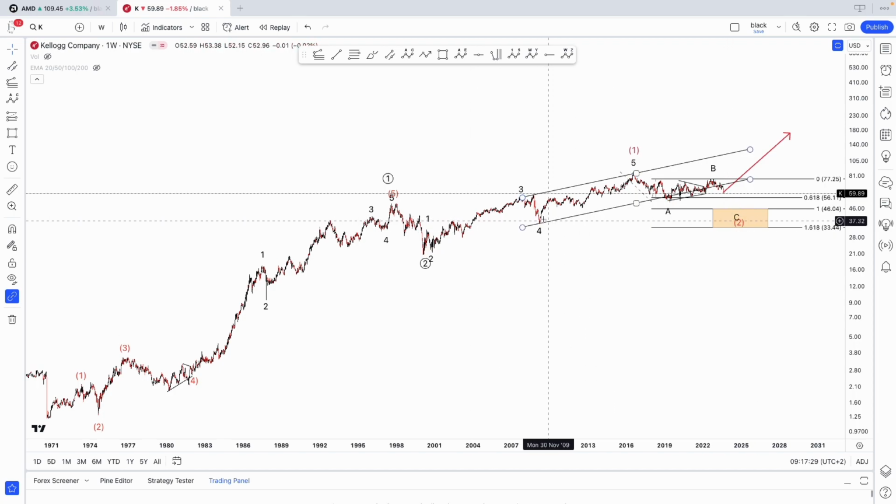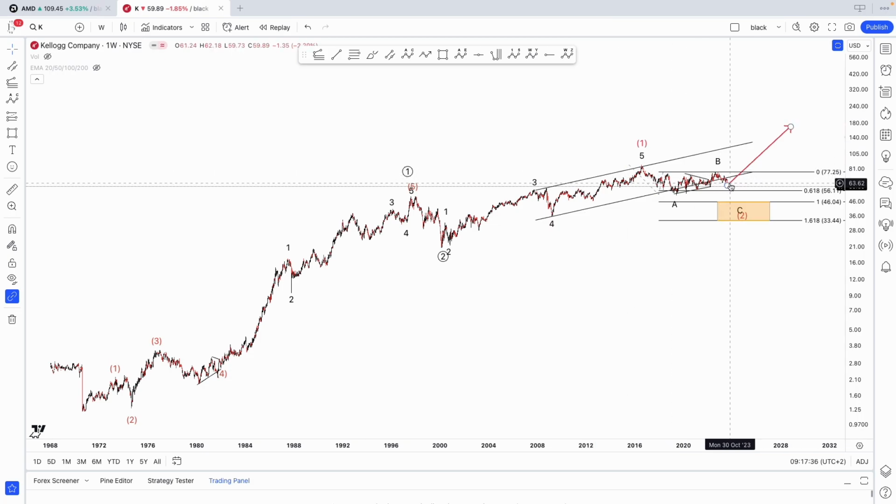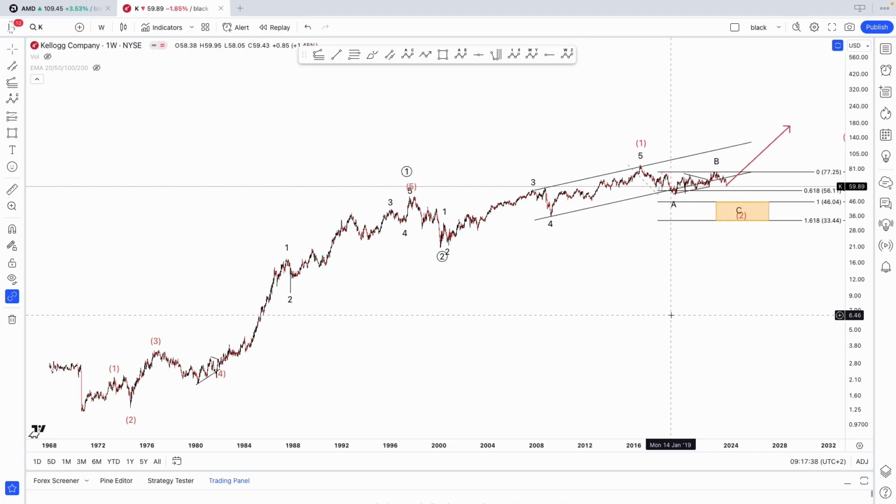includes the previous wave 4 I just mentioned. So that's another target. What does it mean? It means that we could potentially see further downside, and at that point we could resume higher.